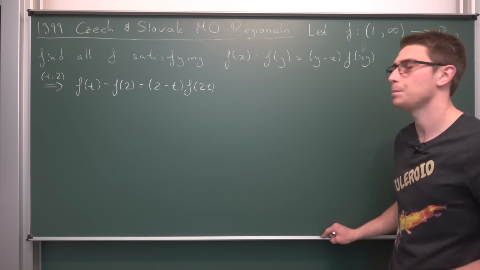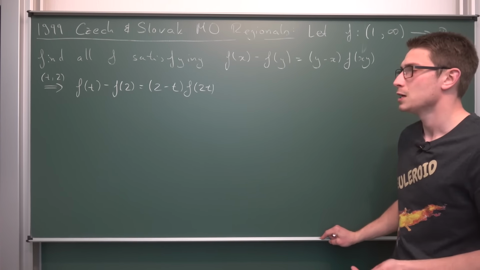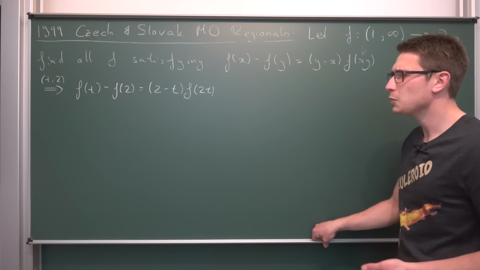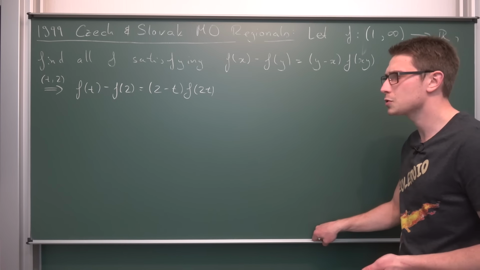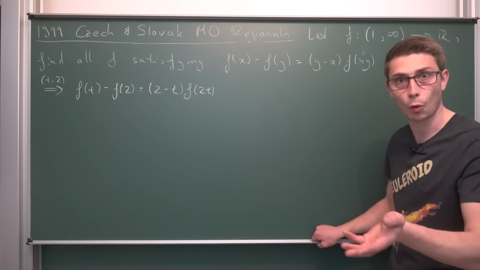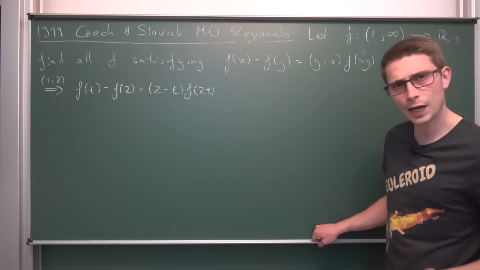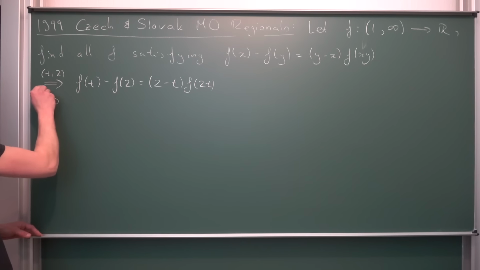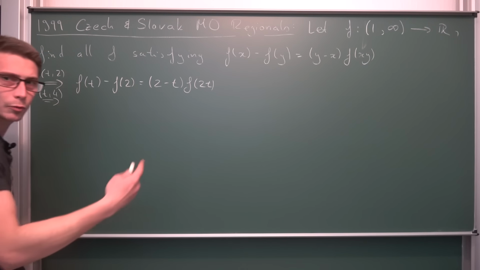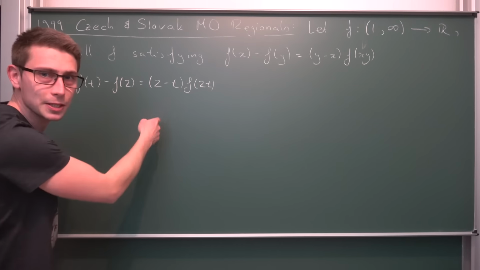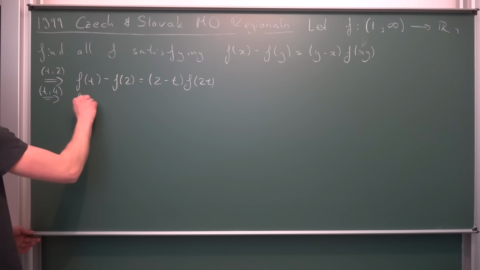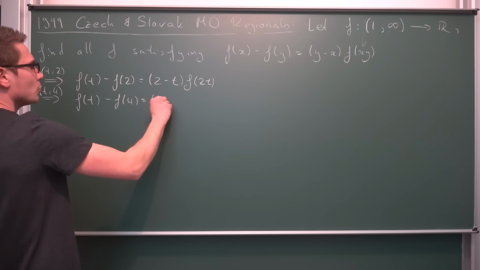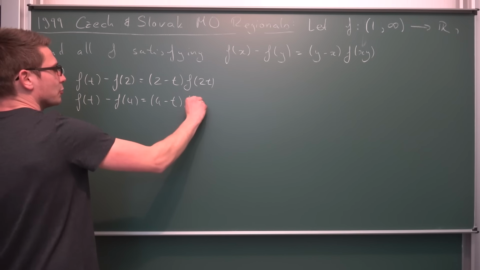Why not keep parameterizing here a tiny little bit? So next thing I did, I plugged in the number 3, but this didn't lead anywhere. So I took the next even number, because 4 is 2 times 2. So why not do that? Why not plug in the tuple t, comma 4? Well, then we are going to get the same thing that we have up here, just with a 4 instead of a 2. So f of t minus f of 4 is equal to 4 minus t times f of 4t.